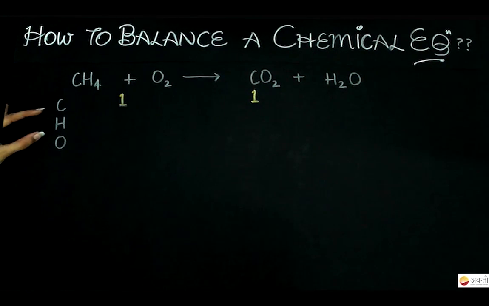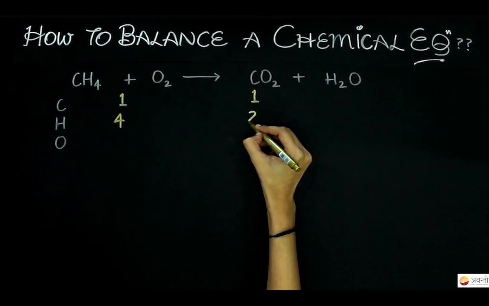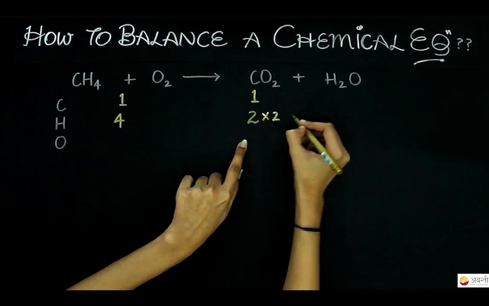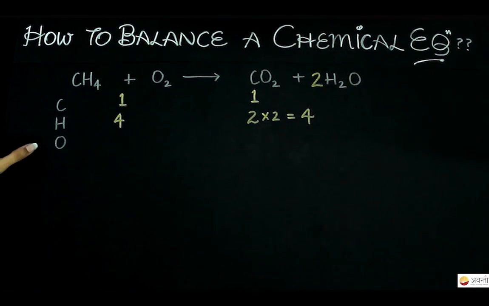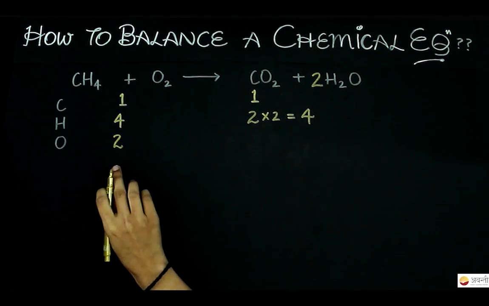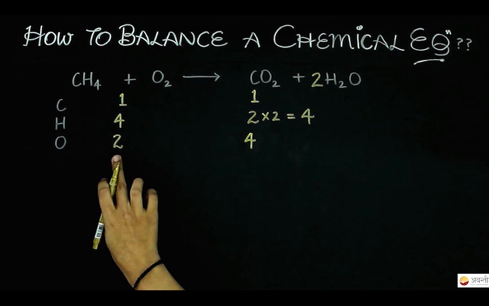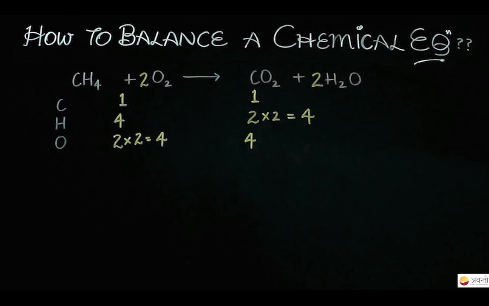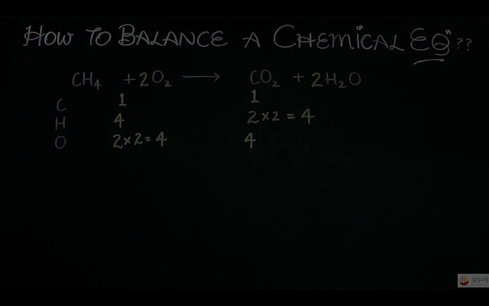Hence, carbon is balanced. For hydrogen, we have 4 on the LHS, however, only 2 atoms on the RHS. And again, to balance this, we will multiply this by 2, which we do by changing the coefficient and not the subscript. Now at the end, we notice that we have 2 oxygen atoms on the LHS, but we have 4 oxygen atoms on the RHS. Now again, to balance this, we will change the coefficient of the O2 molecule and change it to 2. So if you see, we've got an equal number of atoms of each element on both sides of the chemical equation. Hence, we learned how to balance this equation.